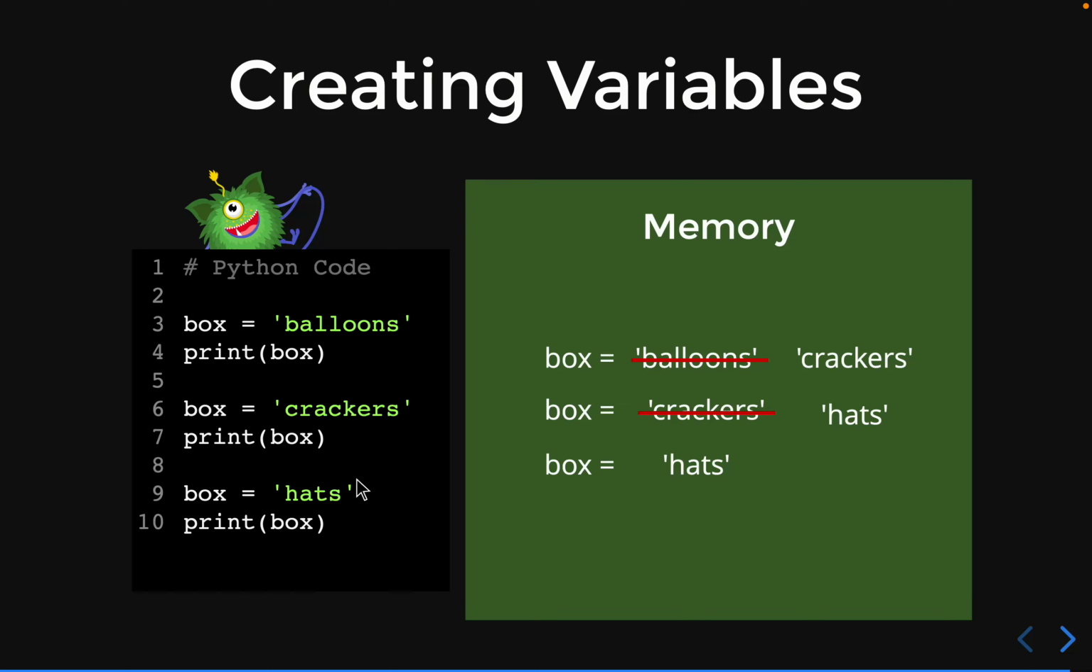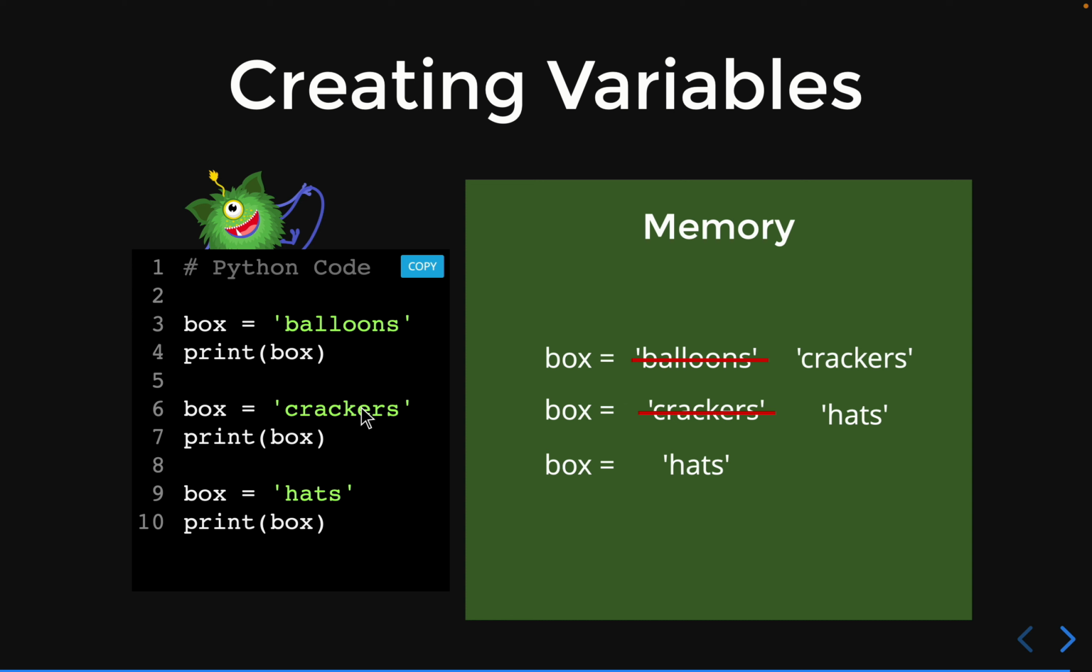Now we have been making very good progress with our variables. We have seen how to assign values to our variables, but we have seen how to assign only a single type of value to our variables. You can see over here balloons, crackers and hats. All of these data types are called strings.